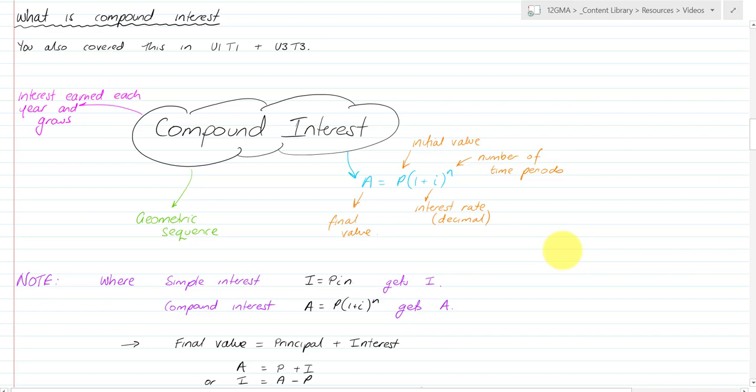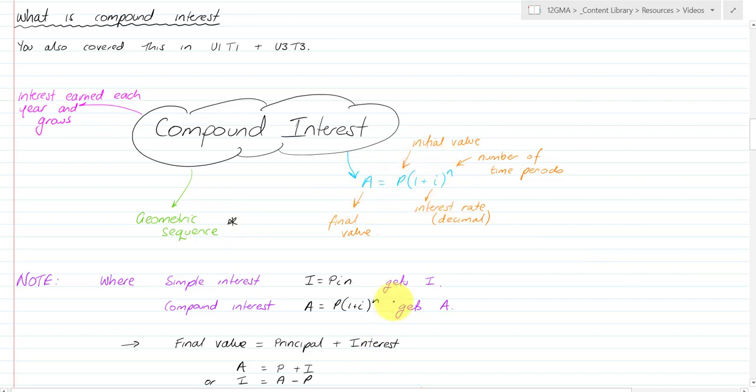So compound interest is interest where you earn a certain amount of interest, a percentage of your first year's investment, but then that gets added on. So the next year you earn interest on your investment and the interest that you had previously earned. So the interest that you're earning is growing over time as well. So you get to see this as we move forward. It is a geometric sequence as opposed to the arithmetic sequence that is simple interest.